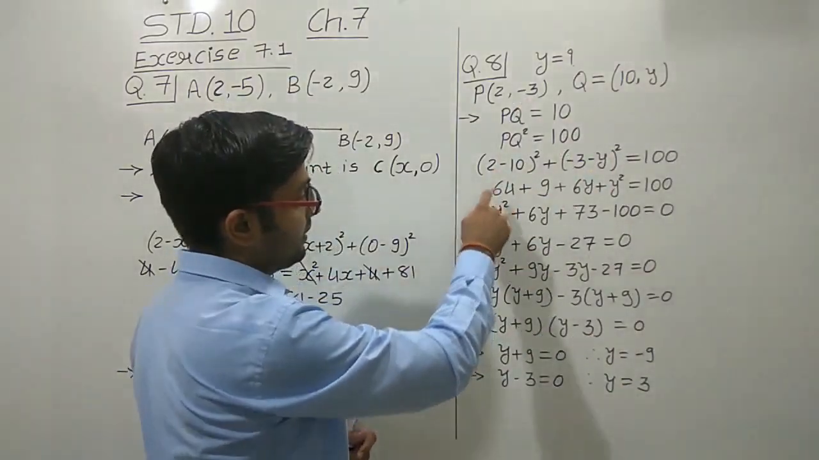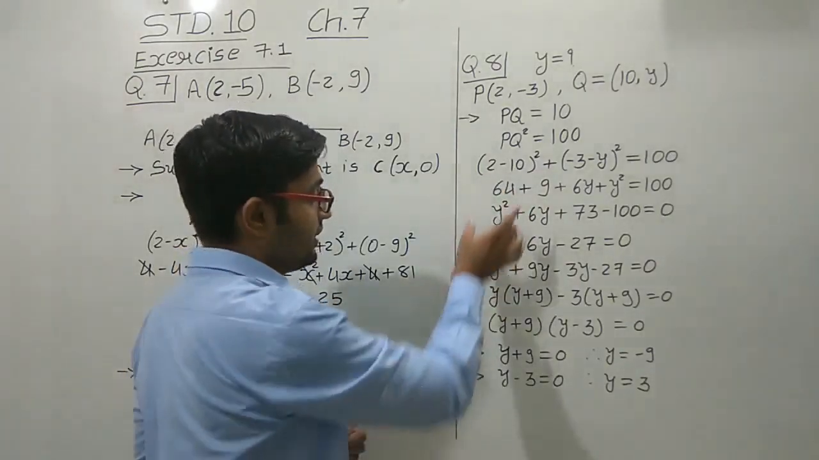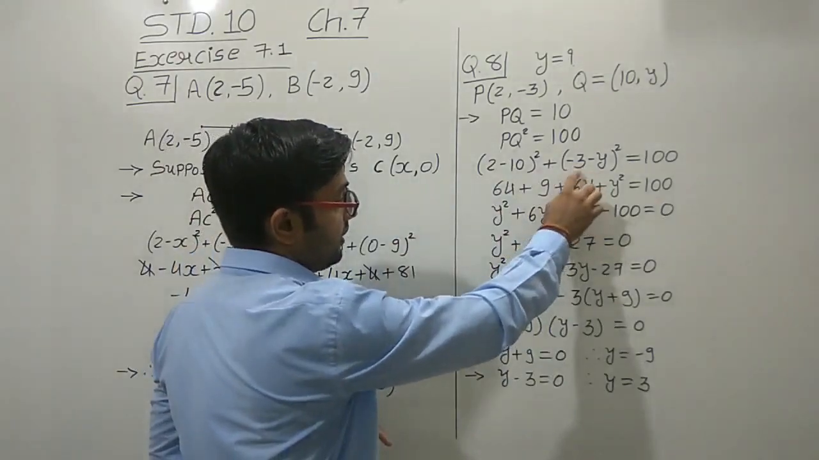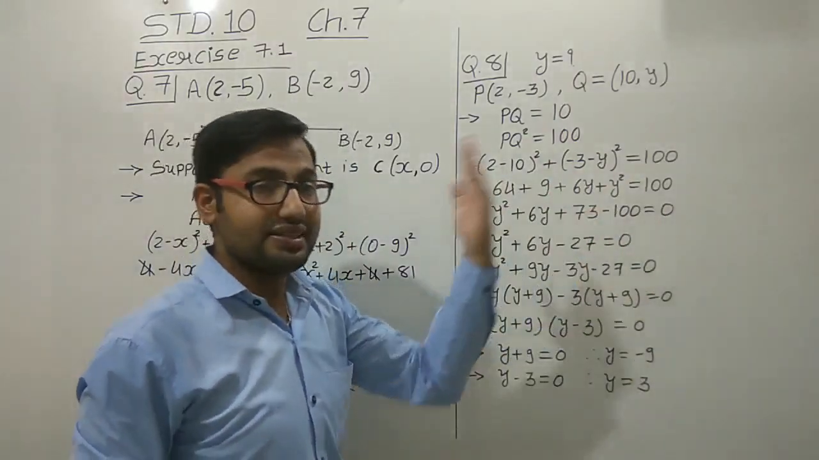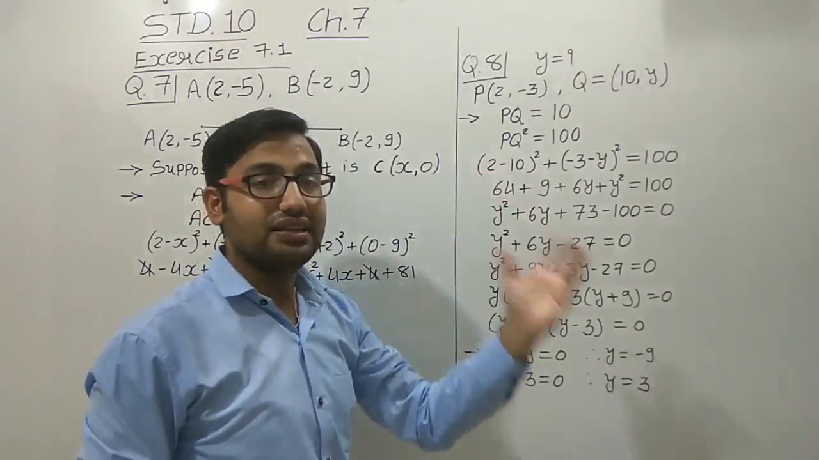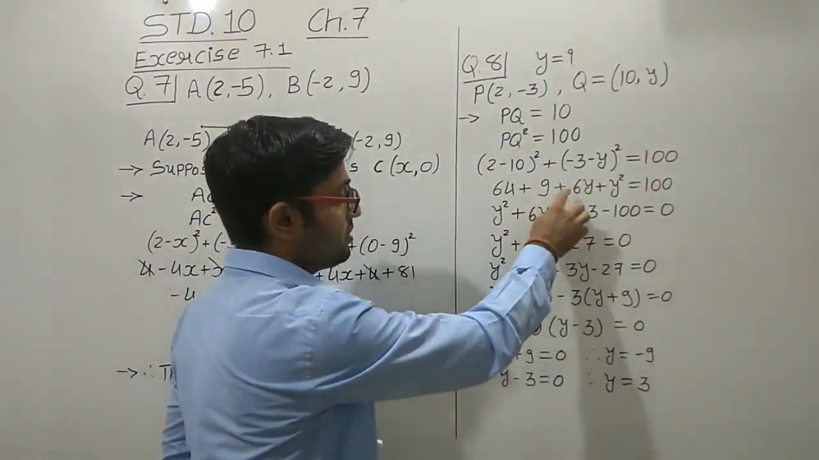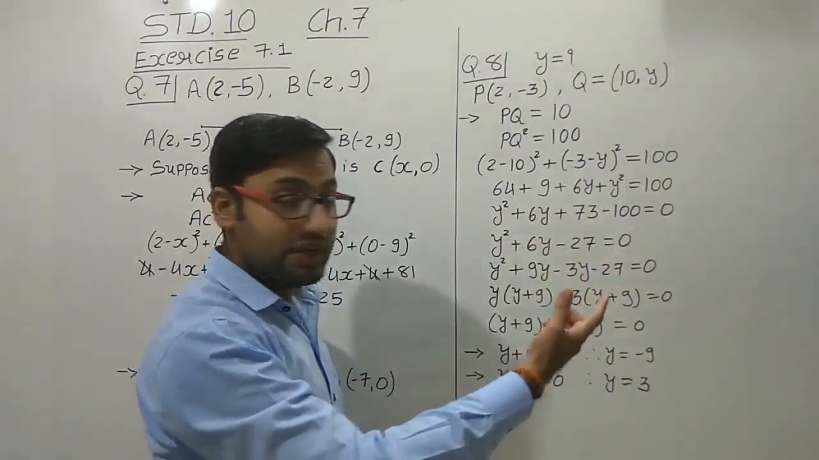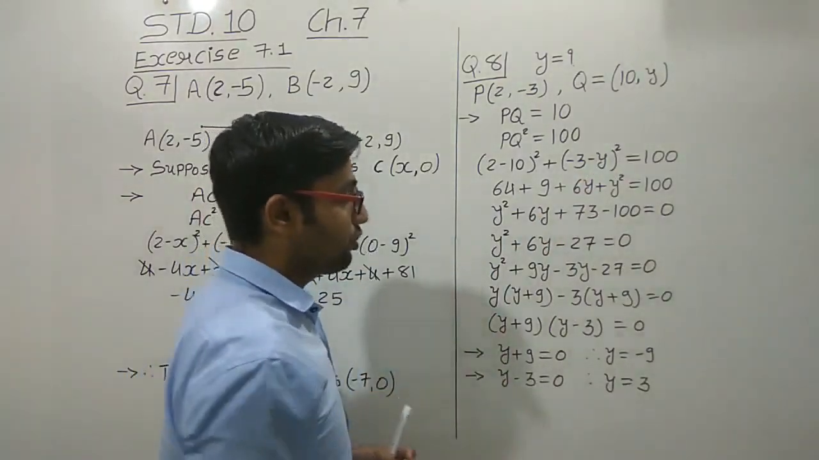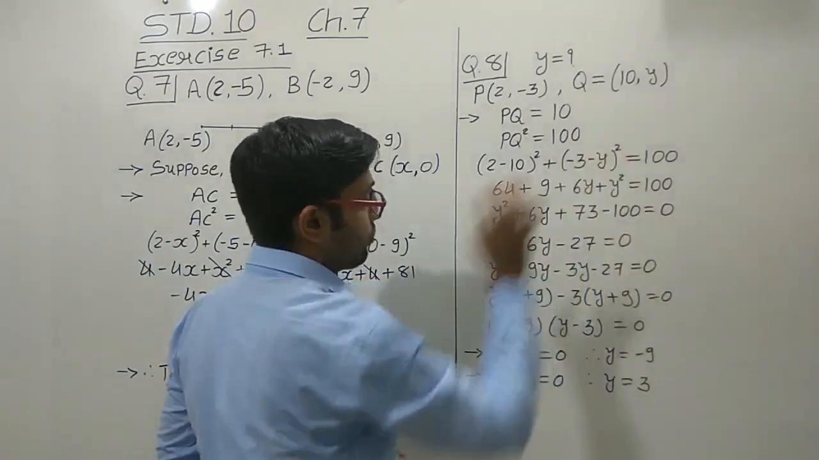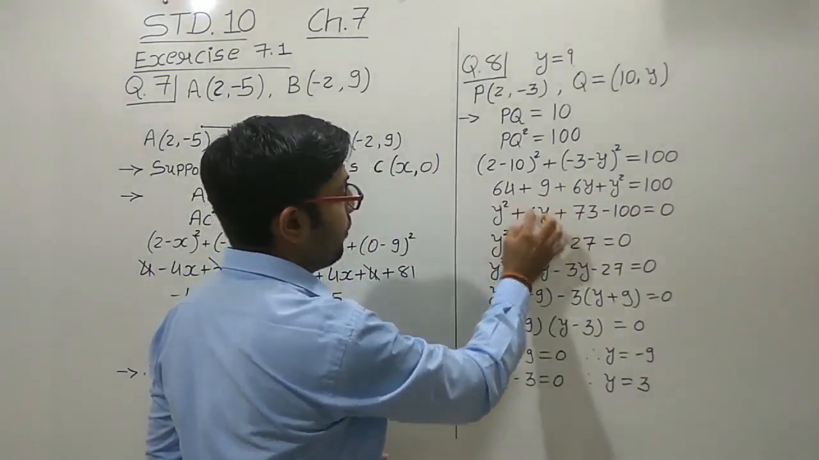By simplifying this side, 2 minus 10 is minus 8, and minus 8 square is 64. By applying the identity, we will take the minus as common because both the terms are minus, and with the square that minus becomes plus. So 3 square is 9. The middle term is 2 into 3 into y, that is 6y. It is again plus, because when we take the minus sign as common, they both become plus. And the third term is again y square. So y square, 6y, and 64 plus 9 is 73.